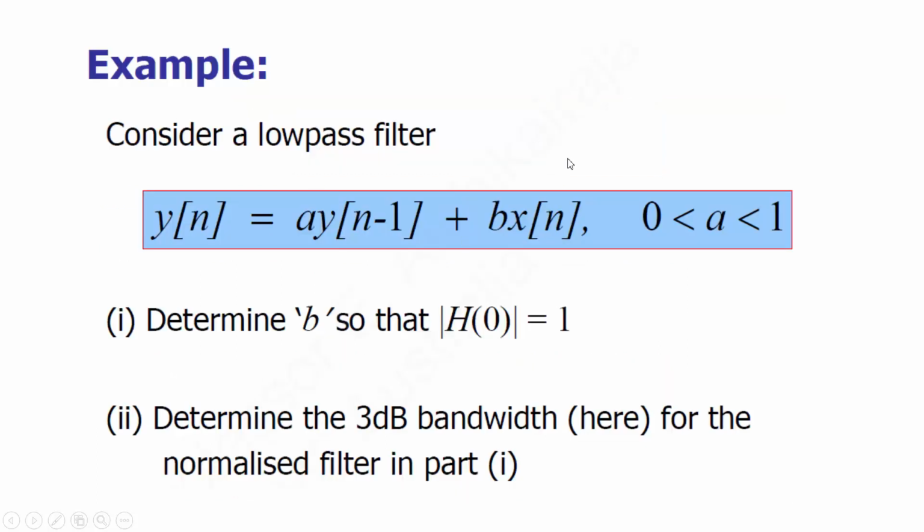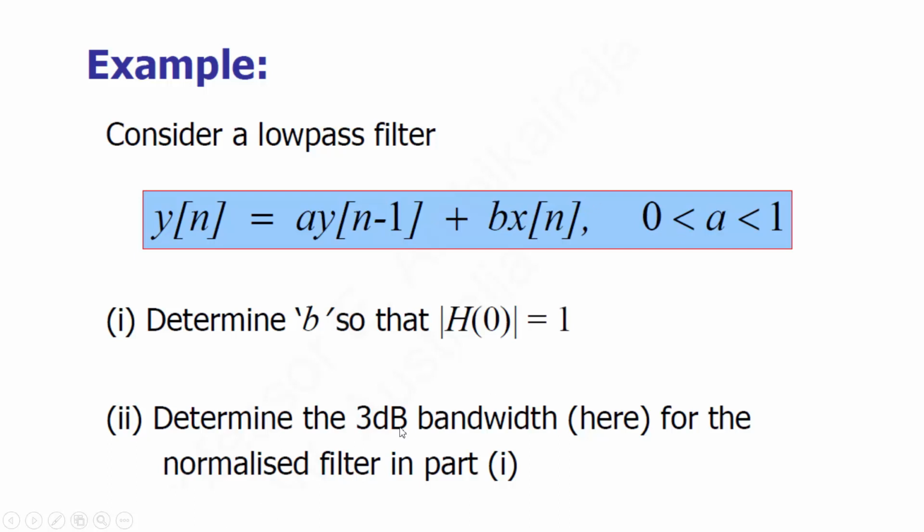Let's take another example and try to solve this question. Now consider a low pass filter. The difference equation given is of a low pass filter. We have to determine the value of b, so that modulus of H(0), meaning the DC gain, is 1, because modulus of H(0) means our omega is 0 here. Once the DC gain is given to be 1, we have to determine the value of b, and we need to determine the 3 dB bandwidth for the normalized filter in part 1.